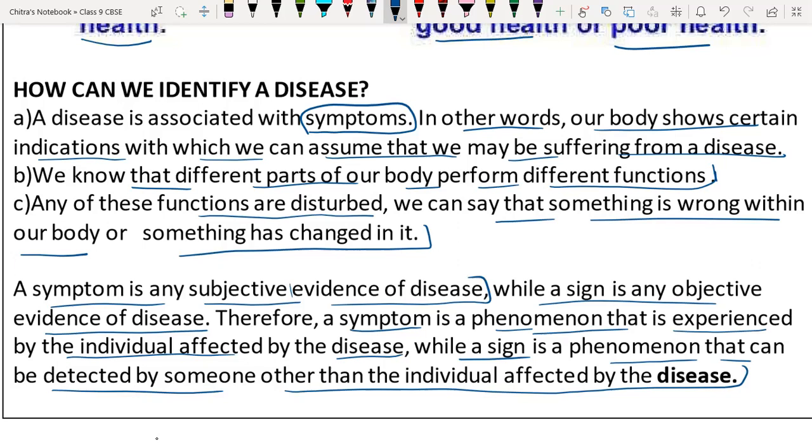Suppose I am having body pain, so I will feel that. That means it is a symptom of that particular disease. If my body temperature rises, another person is going to check the body temperature. That is nothing but the sign. Is it clear, everyone? I hope you understood what is a sign and what is a symptom.